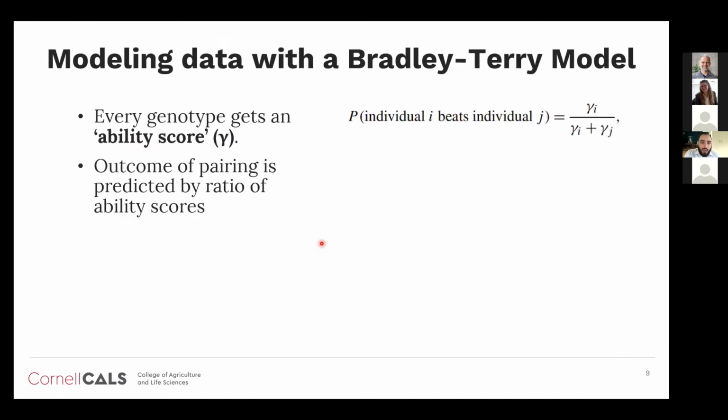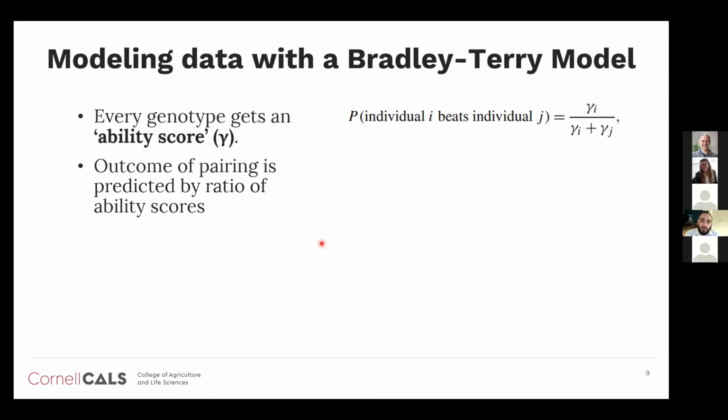And I tried to do that by using a model called the Bradley-Terry model. It's kind of interesting. It's a model that's often used in ranking sports teams. You might be able to see the parallels between a sports team being like a genotype and a game between two teams being like a bioassay between two genotypes. In any case, in this model, each genotype gets an ability score or a preference score, gamma, and the outcome of a pairing is predicted by the ratio of ability scores.